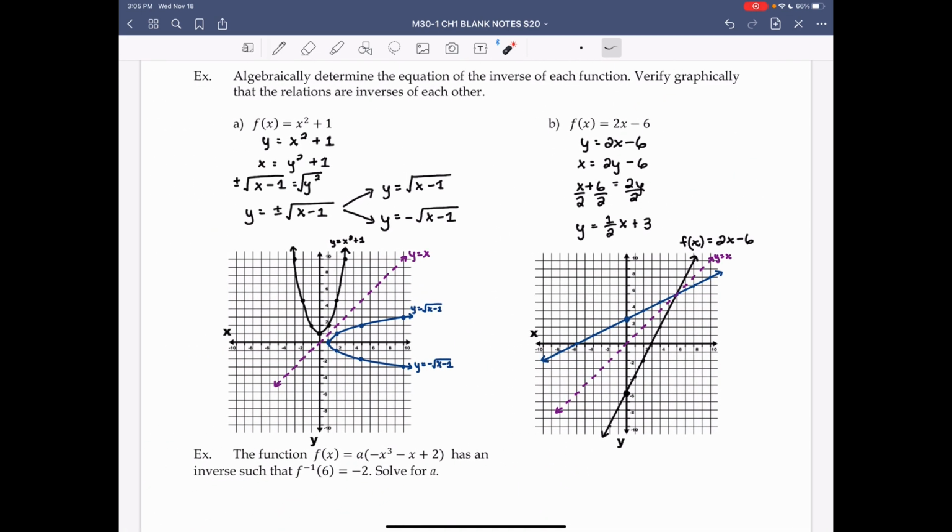Is our inverse a function? Yes, it would pass the vertical line test. Or we could say that the original function f of x equals 2x minus 6 would pass the horizontal line test. So we know that the inverse is a function. So we can write it as f inverse of x equals 1/2 x plus 3.